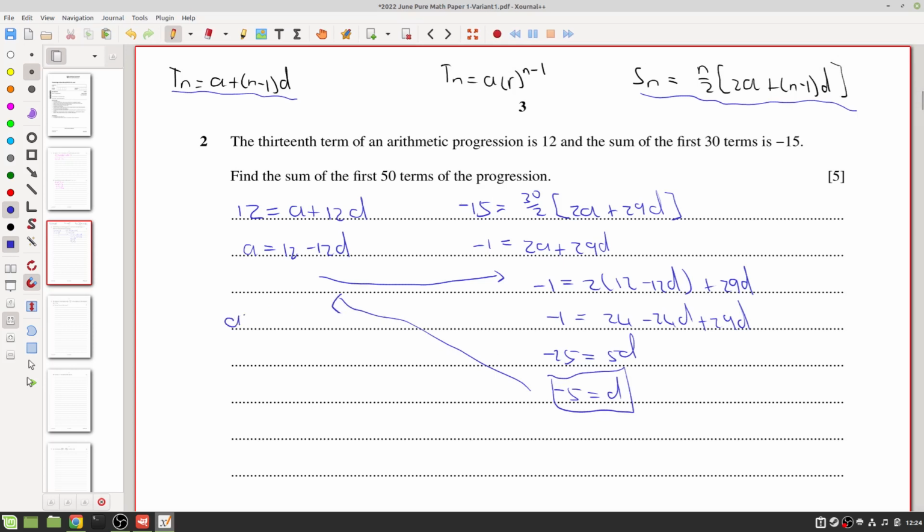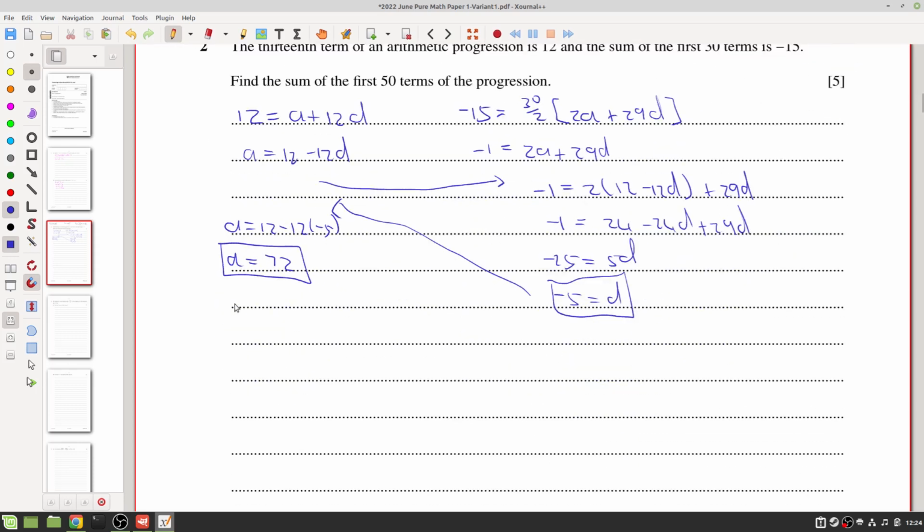So a is equal to 12 minus 12 times d, and d is negative 5. So that gives us a equals 12 minus minus, or plus 60. 12 plus 60 is 72. That's the a and the d value. And now we have to find the sum of the first 50 terms. So again, we can use this formula.